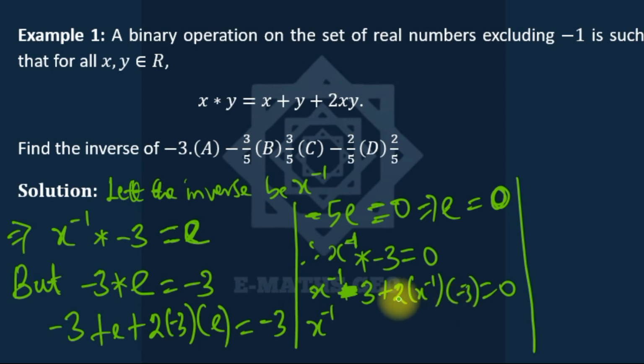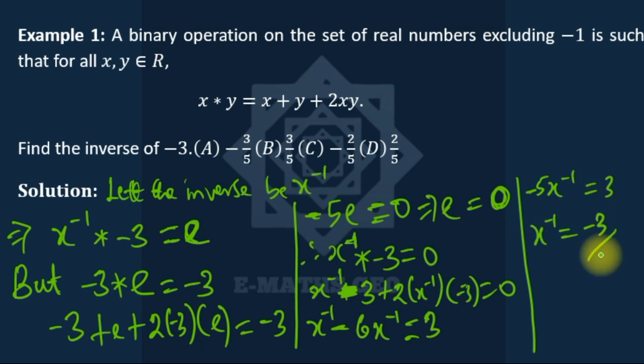So I have minus 3 goes over to be plus. So I have minus 6 x raised to power minus 1 equals 3. So x raised to power minus 1 minus 6 is minus 5x raised to power minus 1 equal to 3. Therefore, the inverse we are looking for is minus 3 over 5. So that's the answer. Whenever you're asked to find the inverse element, you solve for the identity, then you substitute, and finally use the definition they gave. So our answer is option A.